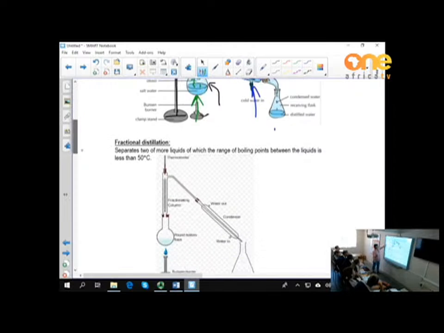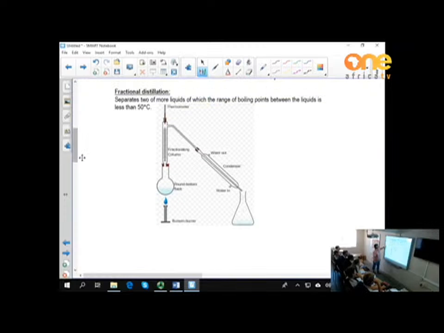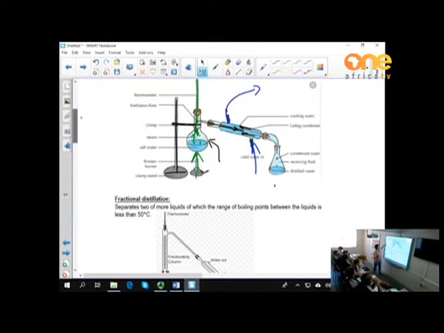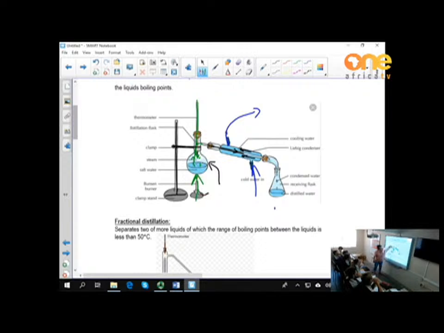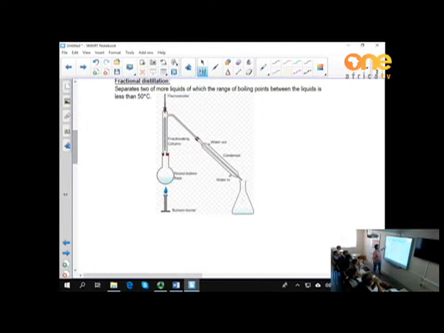Now, sometimes we have more than one liquid in a mixture, and their boiling points are slightly closer together. Then we do a process called fractional distillation. To do fractional distillation, we add a long column on top of the flask. Over here, can you see we just had the thermometer in it? By fractional distillation, we extend the neck of the flask with a long column, and usually inside that column we find something like glass beads.